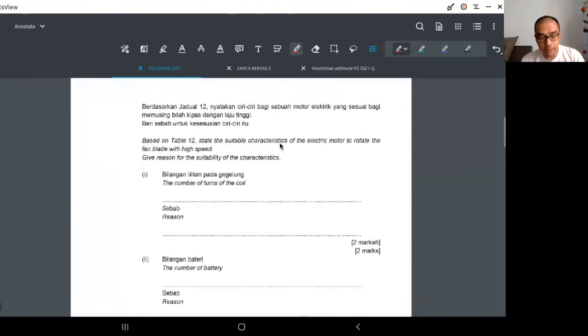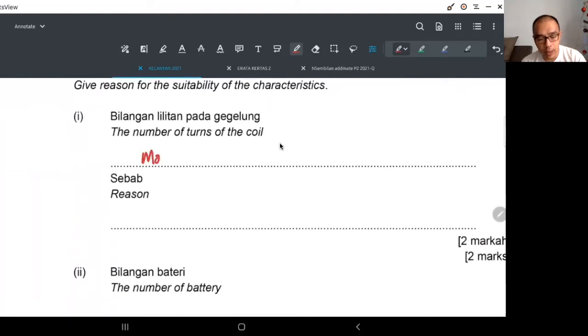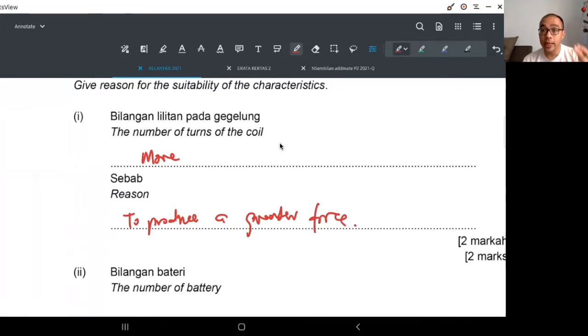Okay, but same thing, we don't write the number in the question, in the answer. We write more turns, more number of turns of the coil. Okay, why? To produce a greater force. You can say to produce a greater force. Okay. So again, now we don't write the number. We write more, less, higher, lower, all those things. Okay, don't write the number in case you get yourself stuck in a situation like just now punya question, like, oh no, I put the number already, how?